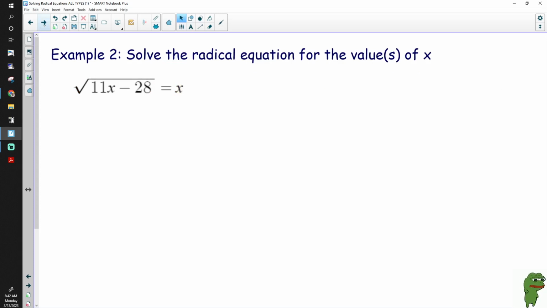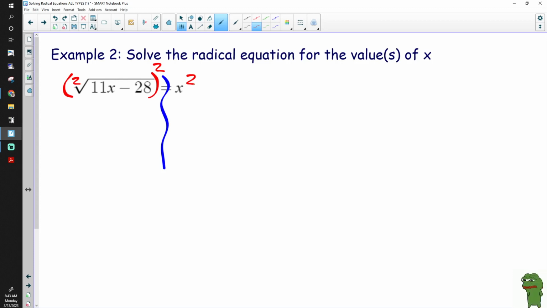Okay, example 2. Radical equation. We know this is going to need the x method because what's sitting by itself on that side? An x. Okay, so draw your little waterfall down the equal sign. Whack. To get rid of our radical, we do what to both sides? Get rid of a square root, we square both sides.